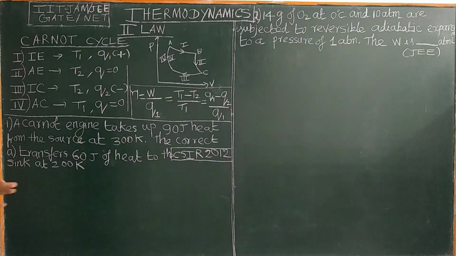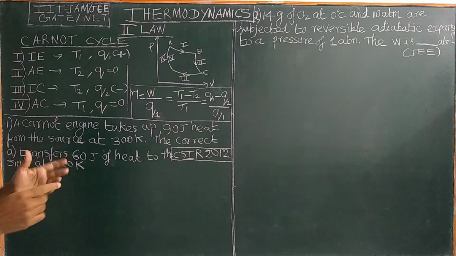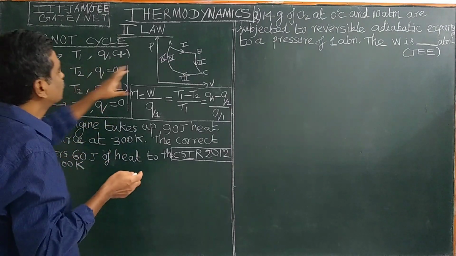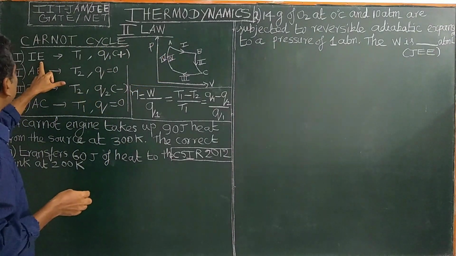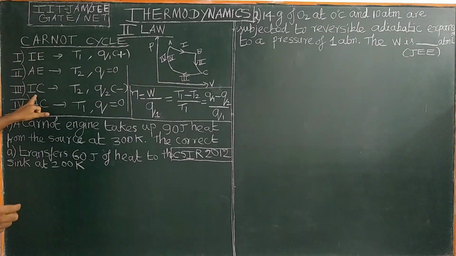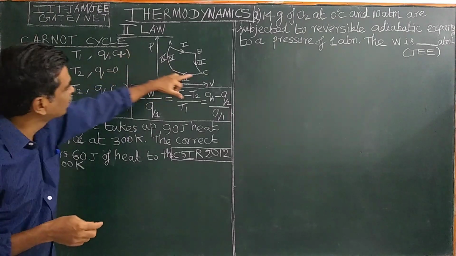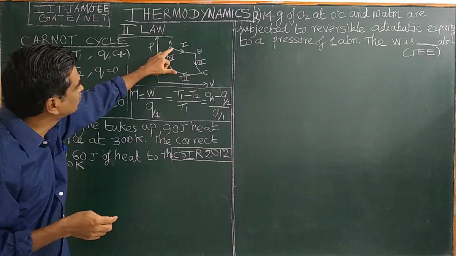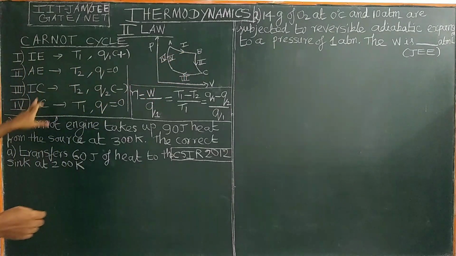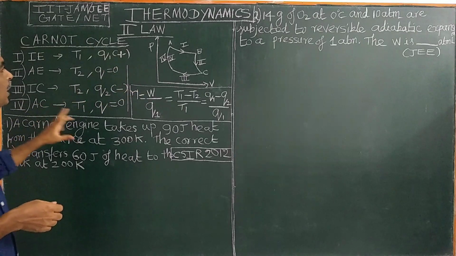Any Carnot cycle, Carnot engine or heat engine consists of 4 strokes, or 4 steps. One is isothermal reversible expansion, then adiabatic reversible expansion. The third step is isothermal reversible compression, because the volume decreases, whereas in the first steps the volume increases. And the last step is adiabatic compression.